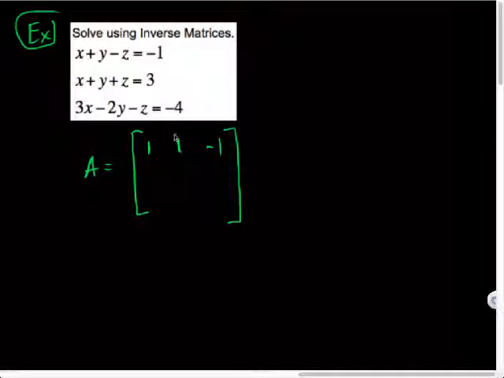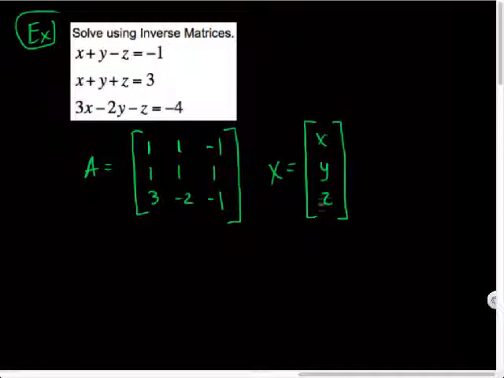What about the second row here? Yep. 1, 1, 1. It's just the coefficients of x, y, z. And then the third row, 3, negative 2, 1. Negative 1, yep. So matrix X, capital X there, will be 3 by 1 now. X, Y, Z.